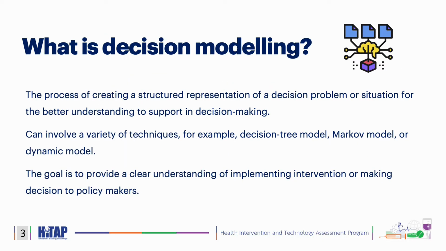Decision modeling is a process of creating a structure that could represent a decision problem or a situation for better understanding, to help decision makers see the consequences of the scenario more clearly. This can involve a variety of techniques, including the decision tree model, Markov model, or dynamic model. And sometimes when the scenario is complicated, we can use more than one method as well. The goal of conducting a decision model is to provide a clear understanding of implementing those interventions or making those decisions to policymakers.